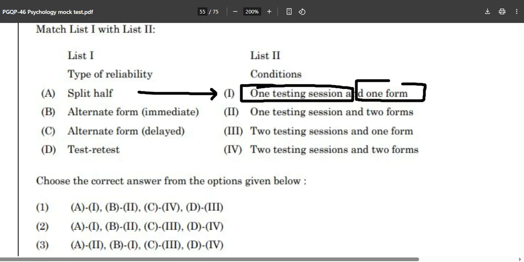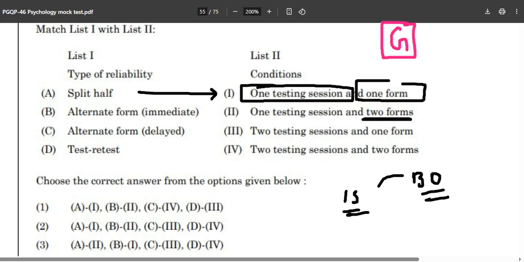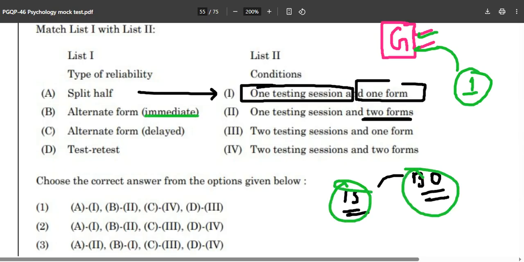In alternate form immediate, you will prepare two forms. Let's suppose you have given on 15th and you have given on 30th. Let's suppose you have made a test on, say, geography. You have prepared two forms for geography and given both to one group. Sorry, this was for immediate. The 15 and 30 will come for the delayed, why? Because we are having these two testing sessions, and one form will be there.